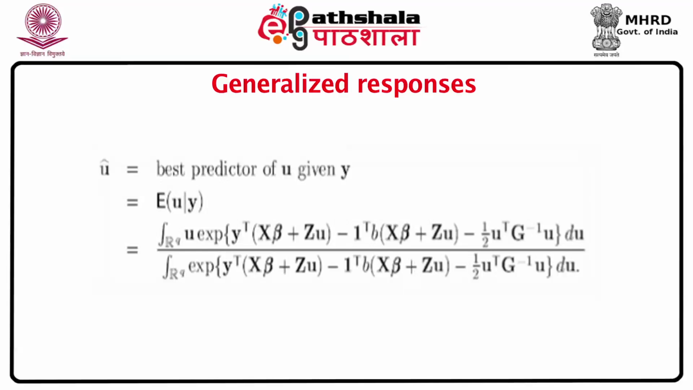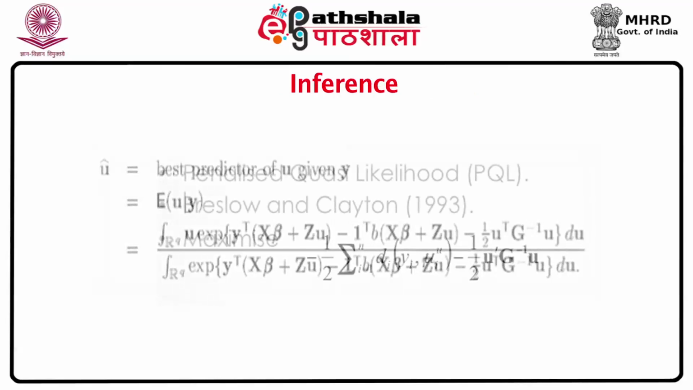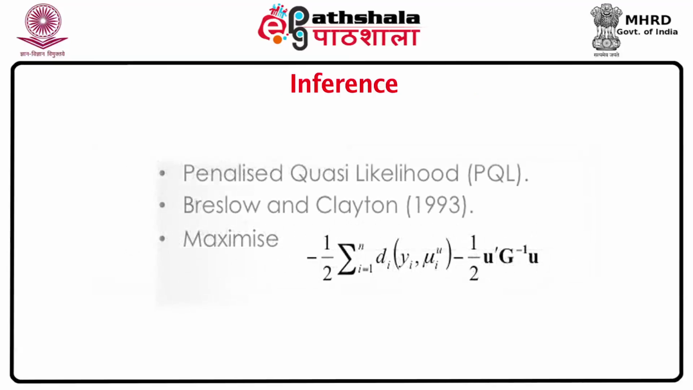These intractable integrals arise due to the fact that U follows a distribution, it is random, and it must be integrated over. A principle of inference which gets around this is penalized quasi-likelihood, or PQL. This has been very well discussed and developed in a seminal paper by Breslow and Clayton published in 1993 in JASA, which in fact is one of the most cited papers in statistics.